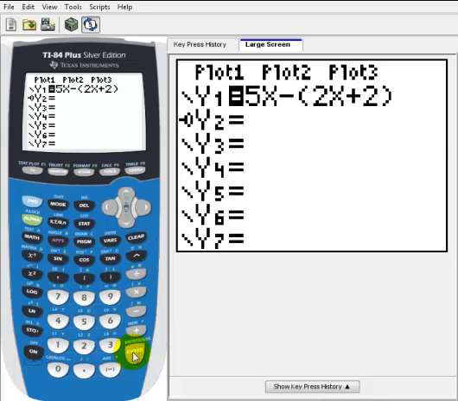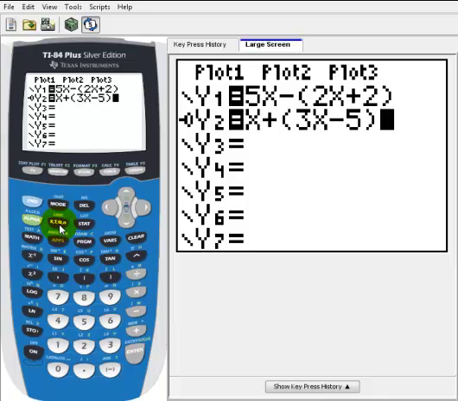The right side of the equation is x plus, open parentheses, 3x minus 5. Now, to get the x's, there are two different ways you can actually do that.